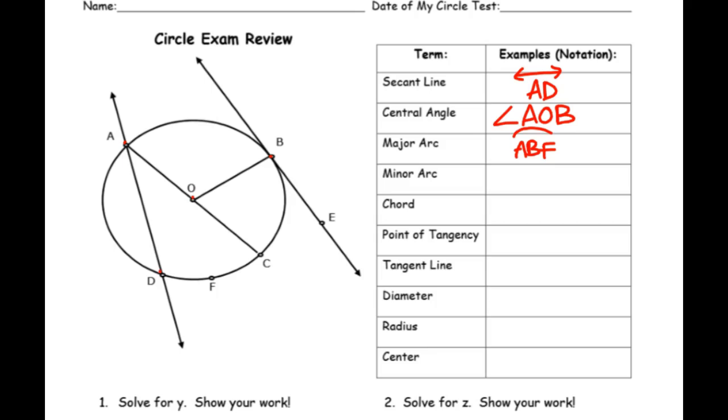A minor arc just needs to be less than half. So we could pick, for example, from D to F. Again, there's many different correct answers here.